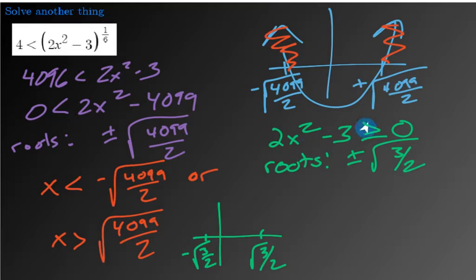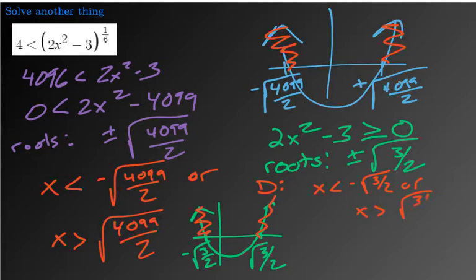This one is another one. It's greater than or equal to 0, so your quadratic looks like this. You're also looking for this region and this region. So it's another OR. This is the domain: anywhere where x is less than negative square root of 3 over 2, or x is bigger than square root of 3 over 2.